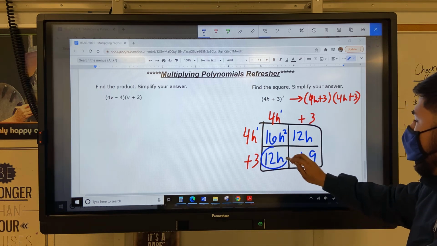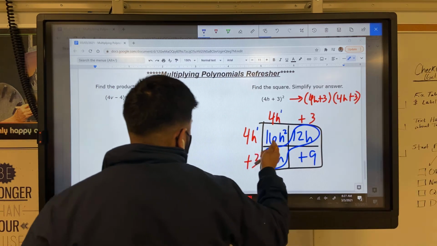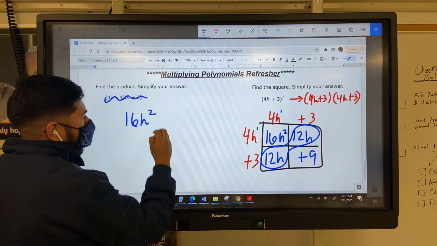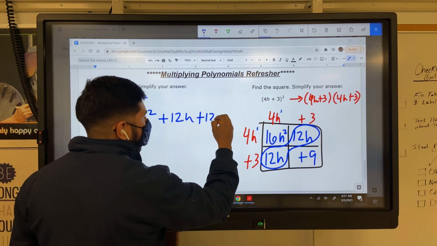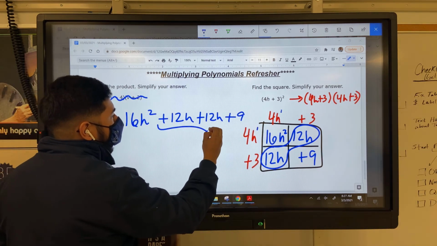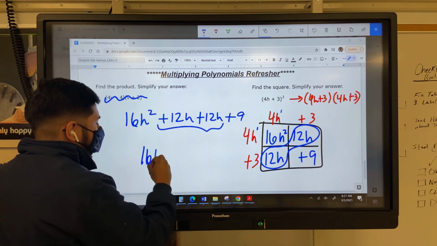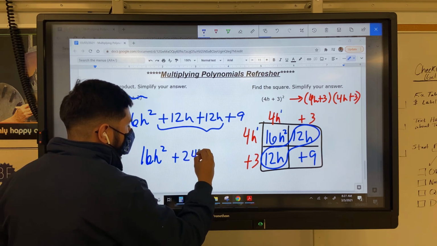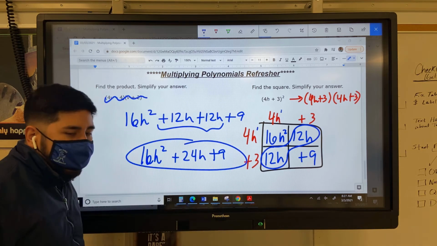Again, you should hopefully be able to see, okay, these are the same. I could just add them, but we can do it on the side. We got 16h squared plus 12h plus 12h plus 9. You should be able to see that these are h's. 12 plus 12, hopefully you know it. 16h squared, what's 12 plus 12? Positive 24h plus 9. And that's it, ladies and gentlemen.